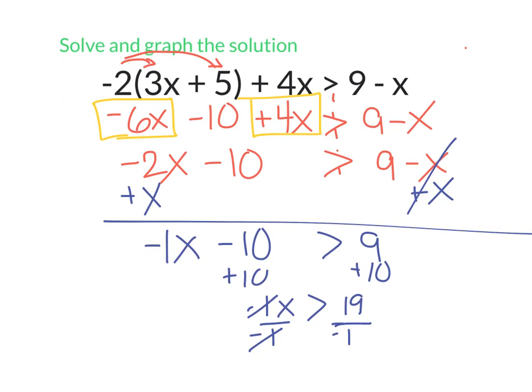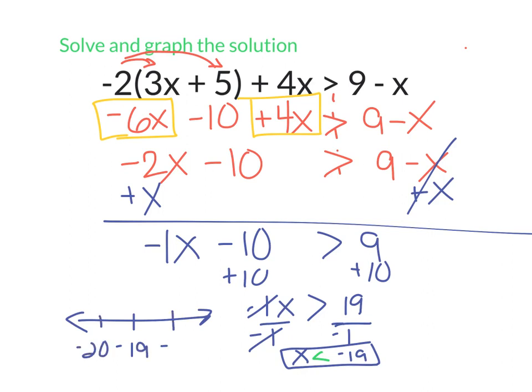Now, this is the scenario that when I divide by a negative, I have to switch the direction of my inequality sign. So I'm going to get x is less than negative 19. So to shade my solution set on the number line, I have negative 20, negative 19, and negative 18. I'm going to have an open circle, and I'm going to shade to the left for the less than values. Remember, when you multiply or divide by a negative, you must flip the direction of your inequality sign.